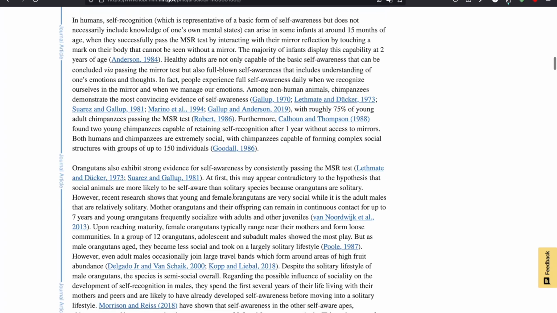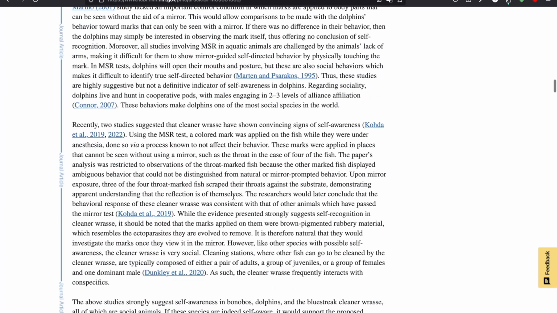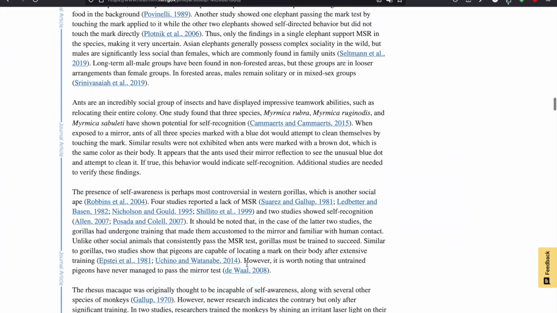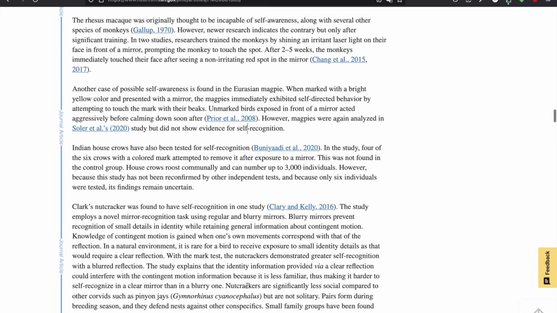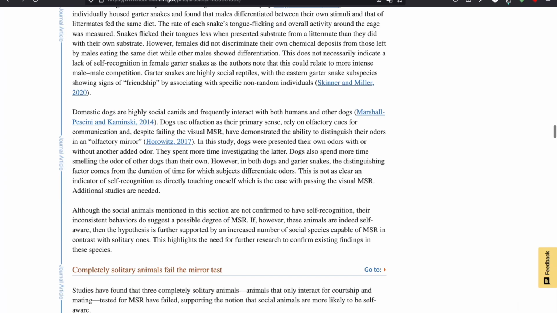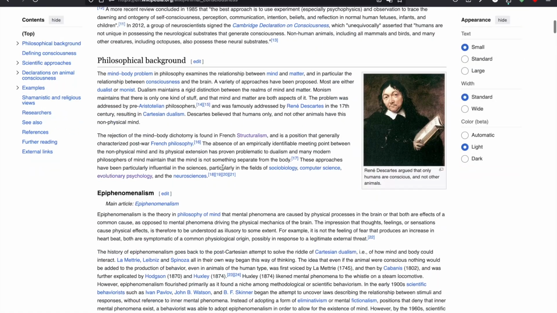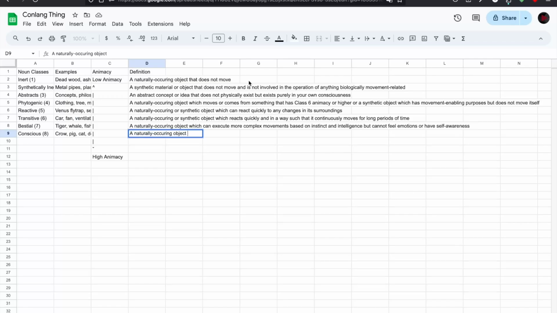Orangutans, bonobo, cleaner wrasse, orcas, dolphins, elephants, ants, Eurasian magpie, garter snake, dogs, which demonstrates a degree of social awareness. Big cat, dog, orangutan, most great apes, garter snake, orca, dolphin. Adaptive. I'm gonna call this one adaptive.